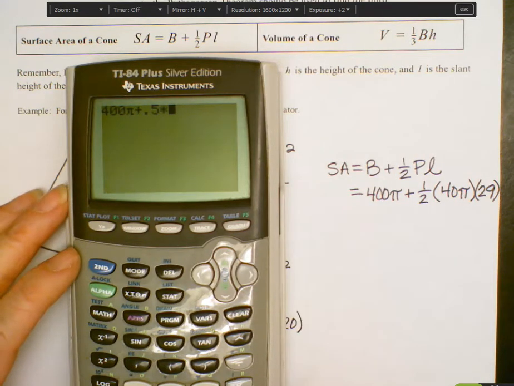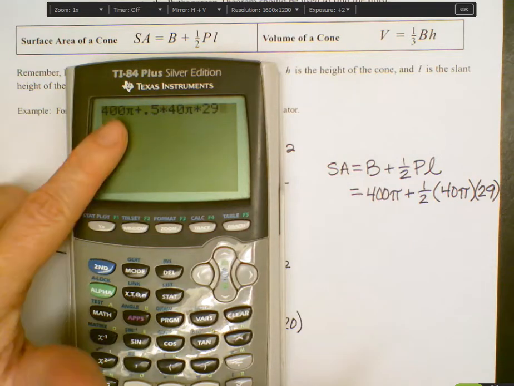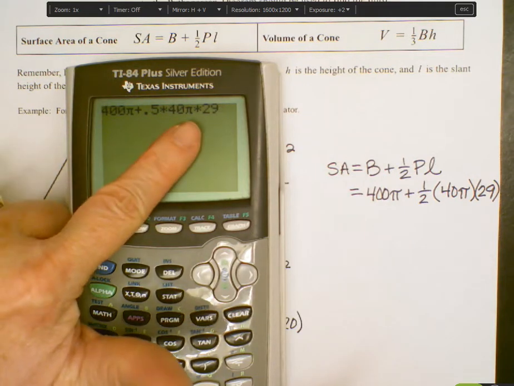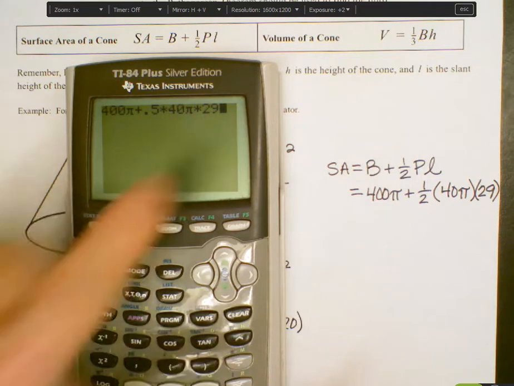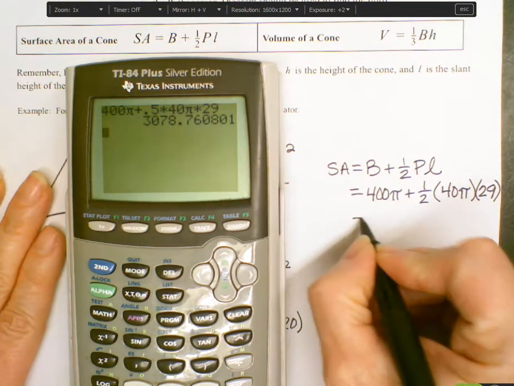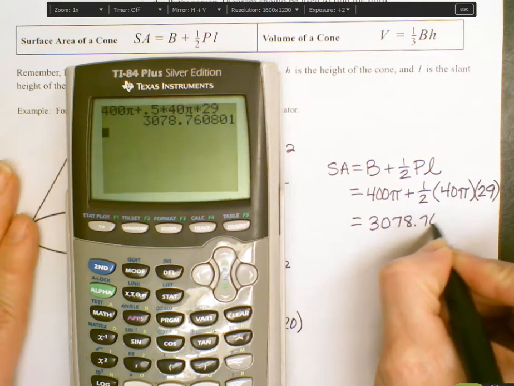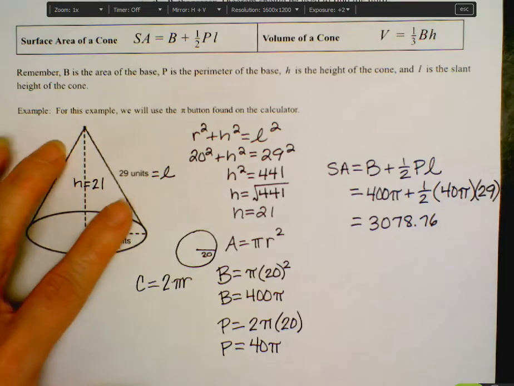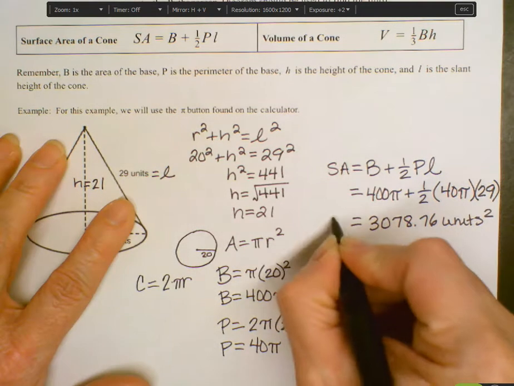So, typing this in as it appears: 400 pi plus 1/2 times 40 pi times 29 gives us 3,078.76. And our label is units squared. That becomes our surface area.